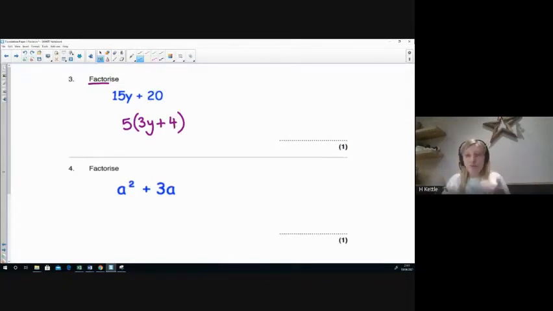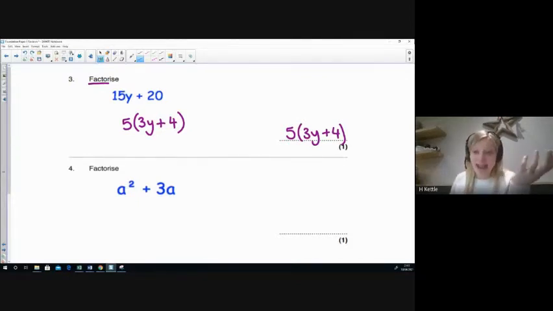So essentially, we're going backwards of what we've just done. We're saying what would multiply out to give 15y add 20. So 5, open brackets, 3y add 4. And you always want to take the biggest thing outside the bracket that you can. Okay, so if, let's say, they were both in the 4 times table and both in the 8 times table, you'd take 8 outside the bracket because we want to take as much out as we can.